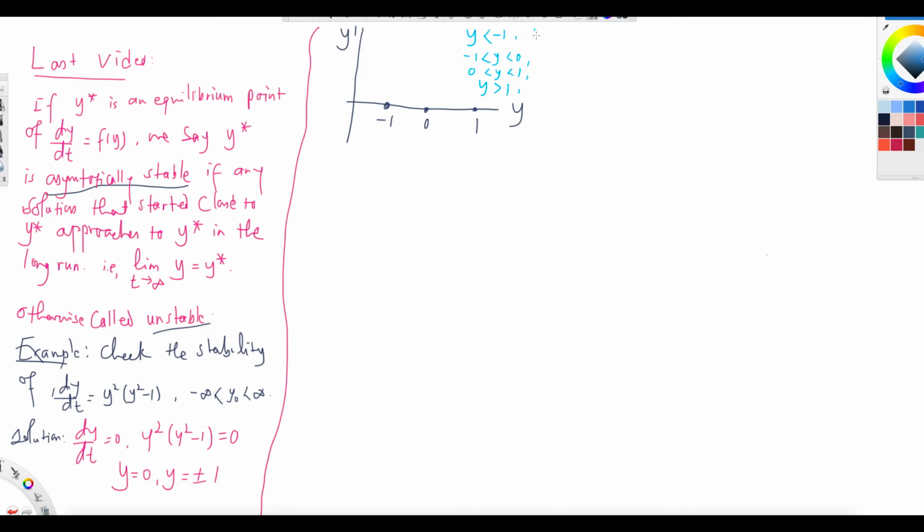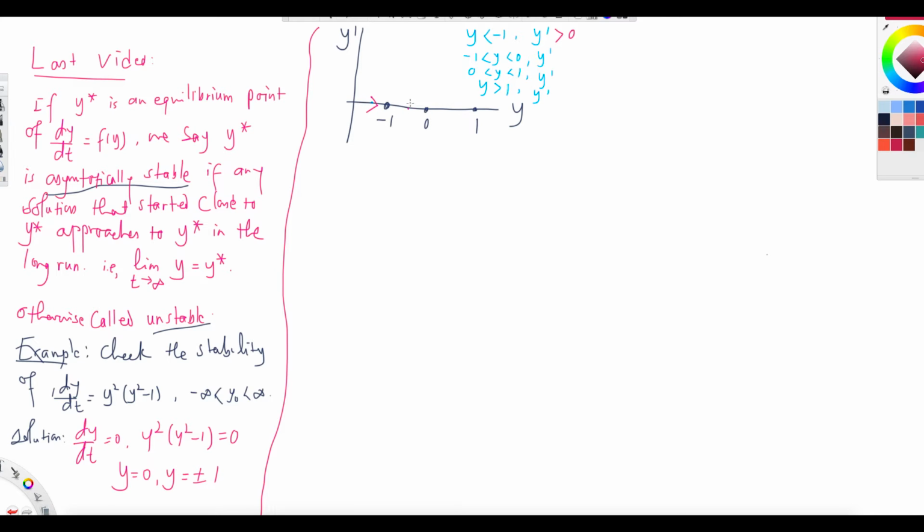Now we want to find out the sign of y prime in each of these pieces, okay? So you pick a test point here, let's say negative 2, and plug that into the right hand side, and then check the sign of y prime. If you plug in negative 2, you get negative 2 squared is positive 4, times negative 2 squared is positive 4 minus 1 is 3. So 4 times 3 is 12, right? So that is positive. This is positive, let me use a different color there.